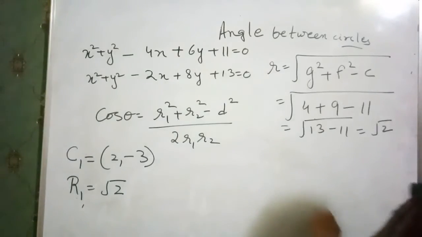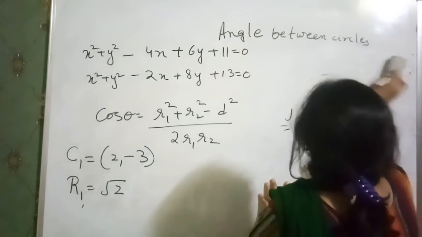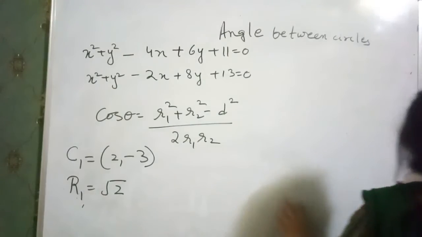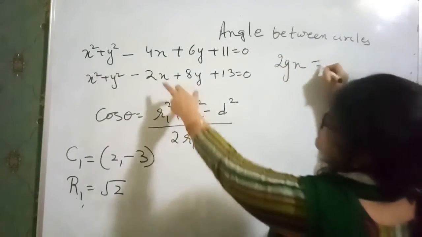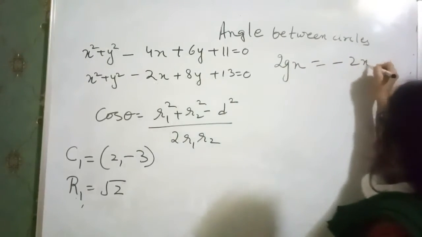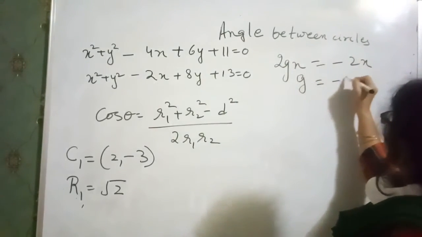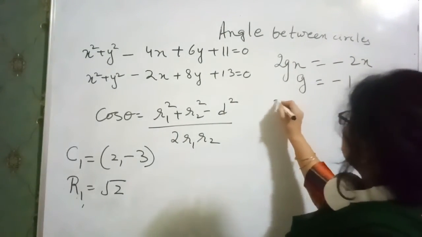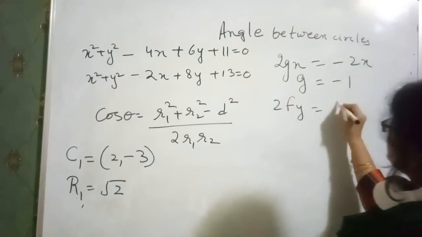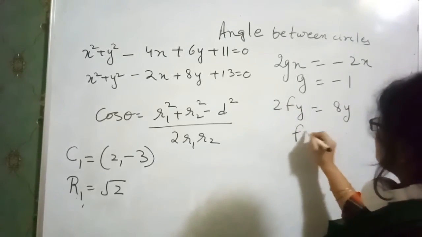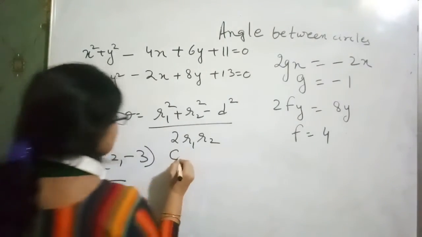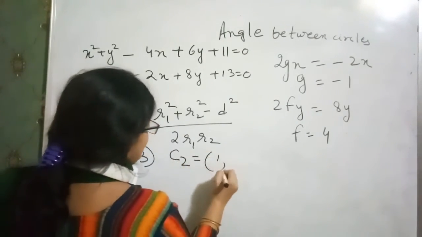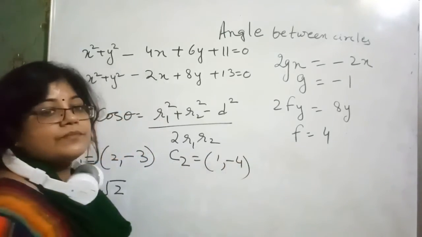Now similarly find for the second circle. Find the center for the second circle. That means 2gx is equal to minus 2x. So value of g is equal to minus 1. Now 2fy is equal to 8y. That means value of f is equal to 4. So our center is minus g, minus f. So c2 is equal to 1 comma minus 4.